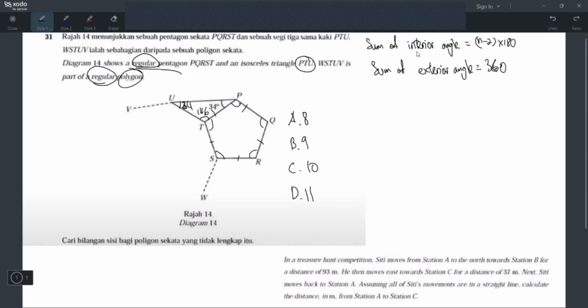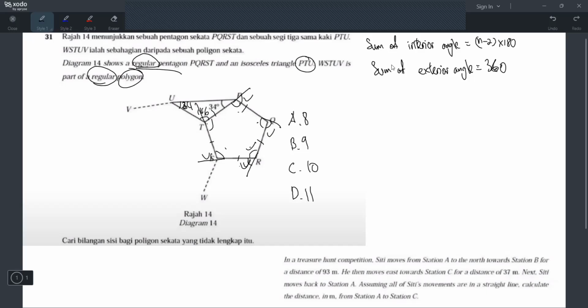But what is interior, what is exterior? Interior means the angle inside. Exterior means you have to panjangkan this line, panjangkan this line, panjangkan this line, panjangkan this line. This one, the one I label now, this is the exterior. So this one is the exterior, exterior, exterior, exterior. And you can see when you take the interior angle plus exterior angle, you should get 180.